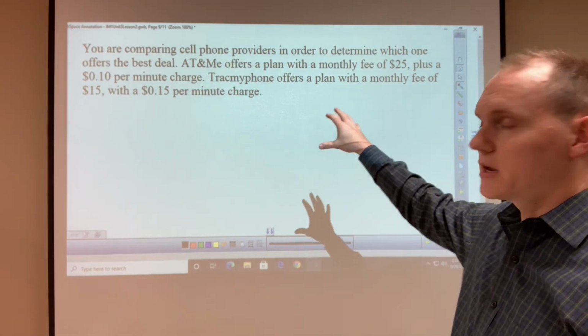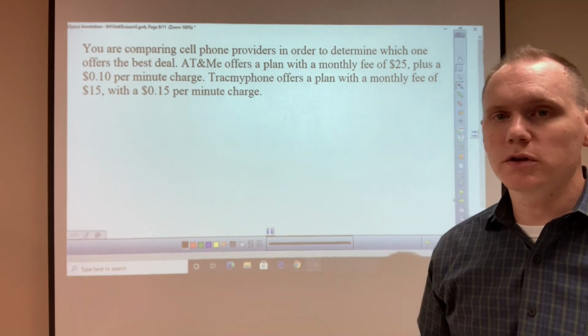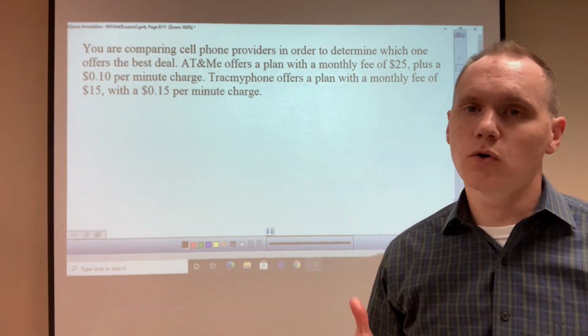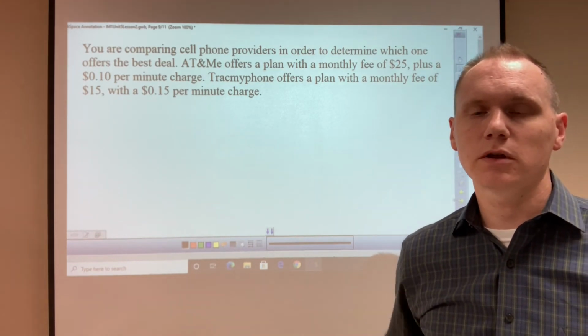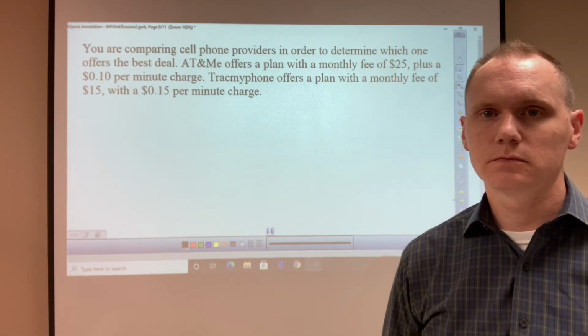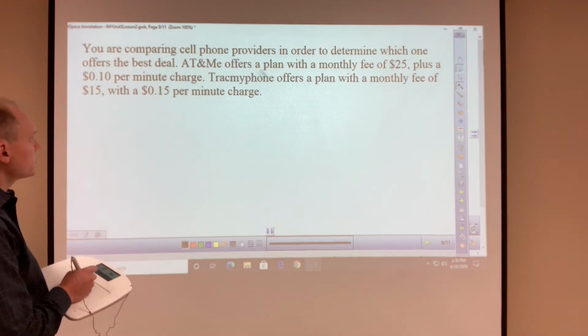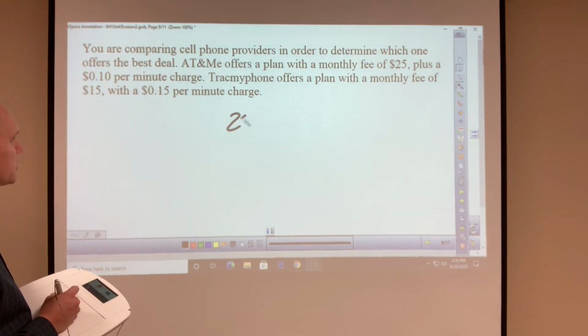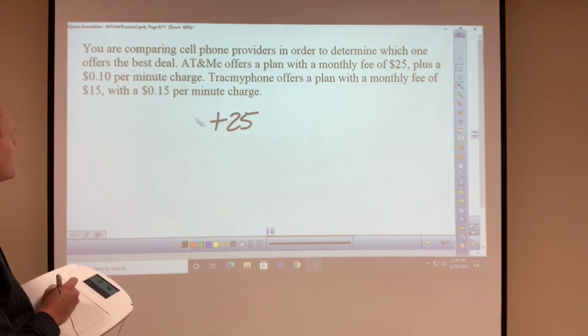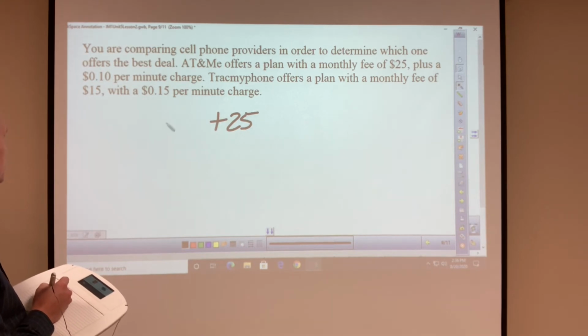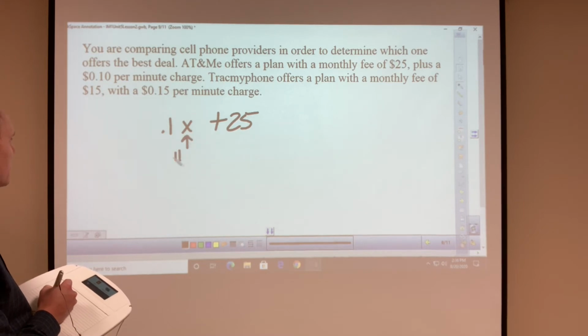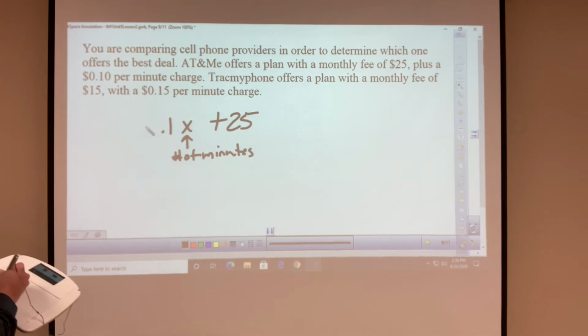So this one, we're not actually given a question, but we might be interested in when are these two plans equivalent? When are we going to be charged the same amount? So see if you can figure that out. Okay, so in the first one, AT&T offers a plan with a monthly fee of $25, so that's not going to change. That's just a monthly fee, plus 10 cents per minute. So 0.1x. We'll say x is the number of minutes, and it equals y.